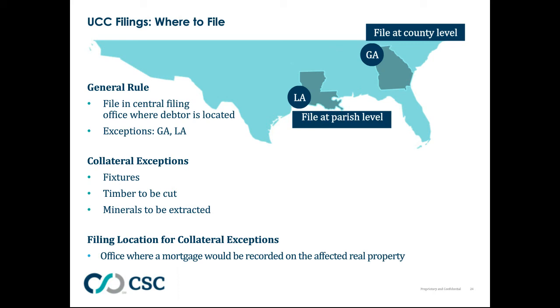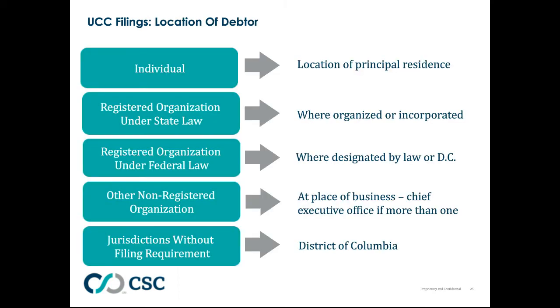So when I say where your debtor is located, what does that mean? Well, it depends on what kind of debtor you have. For an individual, their location would be their principal residence. If they do have multiple residences, maybe they're a snowbird, they spend half the year in Florida, half the year in Delaware, I would potentially file in both places. Doesn't hurt, protects you.